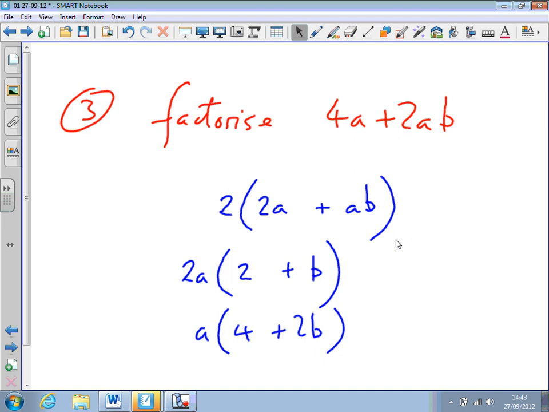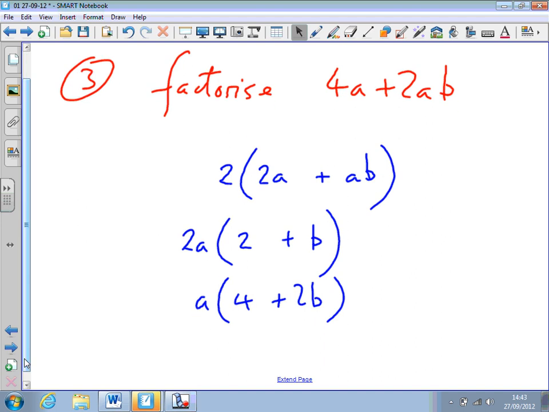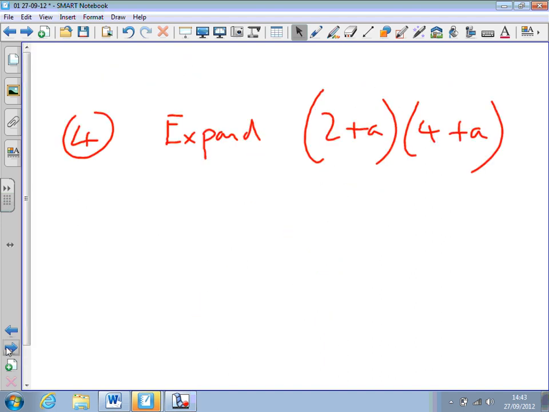And it can be a useful thing to do sometimes. We might well see examples where that's a useful thing to do. Is that all right? Can you see? Yeah, right. So that's what factorise means. Now, expand.